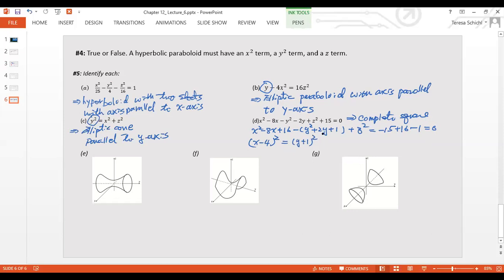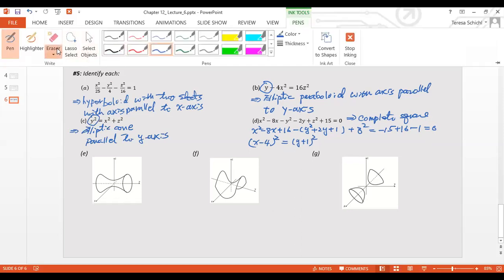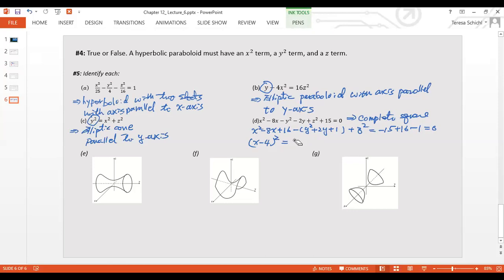Y plus 1 to the square. So hold on, okay, so I need to do this way. Here is my eraser, okay? Let's be careful here. So this is x squared plus z squared equal to y plus 1 to the square, all right?